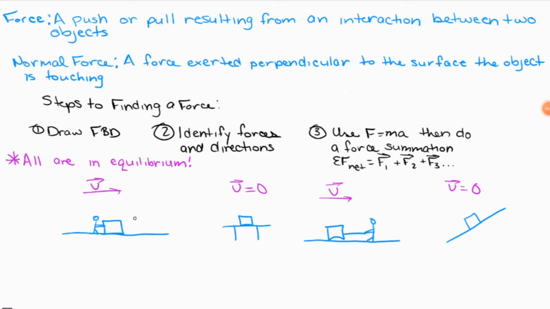In order to find a force, we first need to draw a free body diagram. This will help us identify the forces and directions, as well as help us keep track of them. After that, we use force equals mass times acceleration and do a force summation.